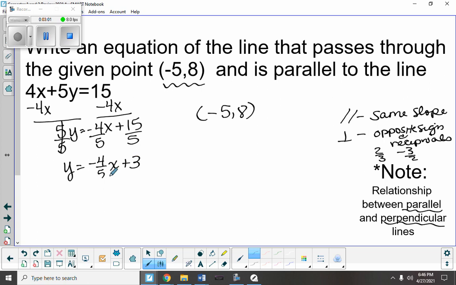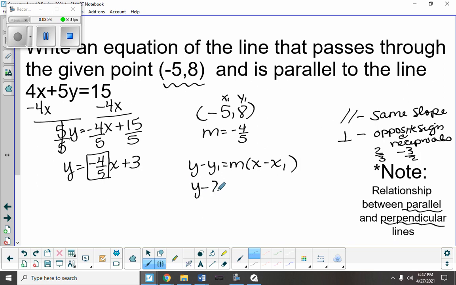So the slope, like I said, is the value in front of the x. So the slope is negative 4/5. Now this new line will also have a slope of negative 4/5 because it is parallel. So to write the equation, we use the point slope formula. So this is the x1, this is the y1. So y minus 8 equals m, which is negative 4/5, and x minus negative 5, so plus 5.